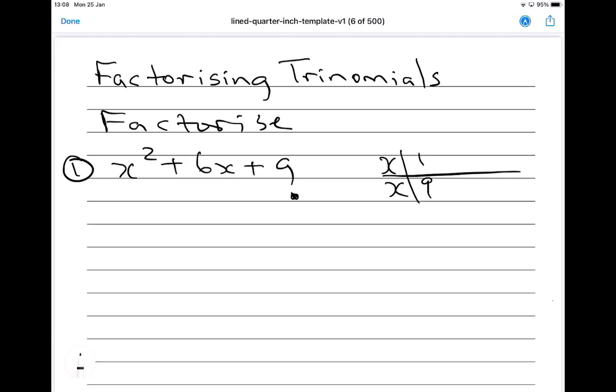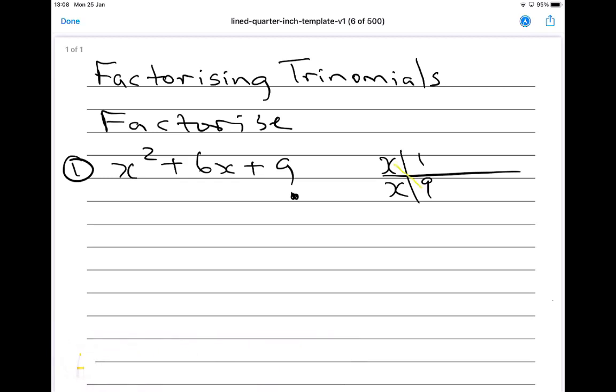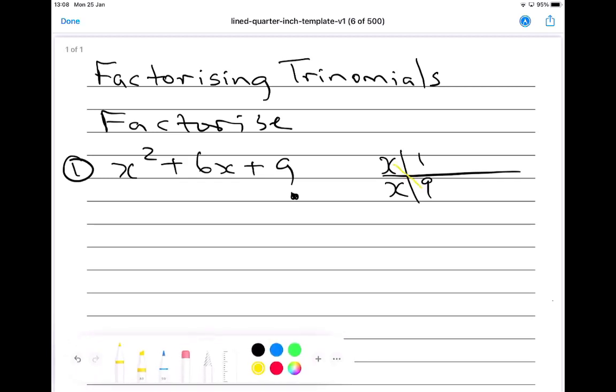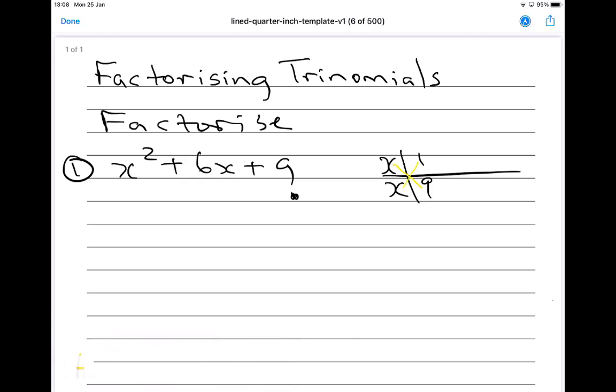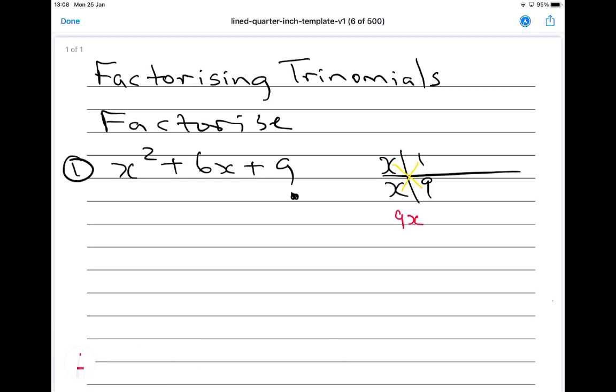Then try this. If you were to multiply diagonally, that would give you 9x. And then diagonally there, that would give you x. So you are getting 9x. You won't need to write this, but I'm just showing you what you are thinking. So you are getting 9x and 1x from that combination. And there's no way 9x and 1x can get you 6x. So you want a combination that will give you 6x. So 1 and 9 don't work.